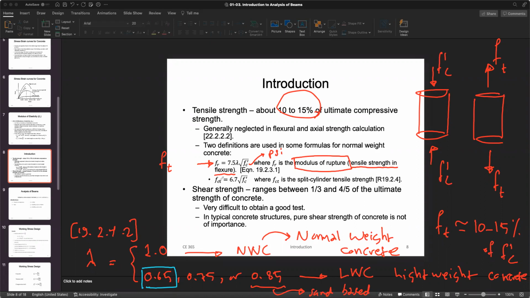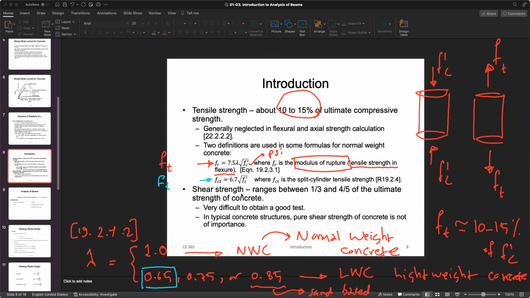Another way to estimate the tensile strength of concrete comes from a test called the split cylinder tensile strength test. It can give you the tensile strength of concrete. It is shown with fct, but again, it is ft indeed with the specific method, which is split cylinder tensile. We're going to talk about this further: what is this test that gives us a tensile strength of concrete? All right. So tensile strength 10 to 15%. There are ways to estimate the tensile strength of concrete.